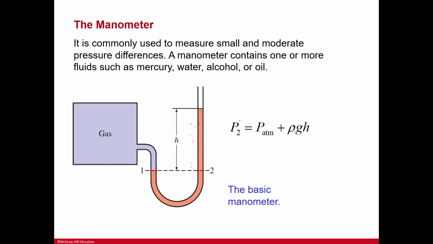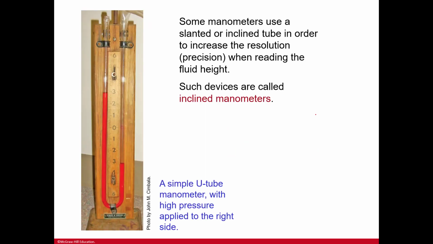So P2 is equal to P atmospheric plus rho g h, and h will come from this height displacement, because you are starting here. We always have a starting point, and then you are calculating at state 2. And remember, g is a constant, and rho, which is density, you would just get from your fluid.